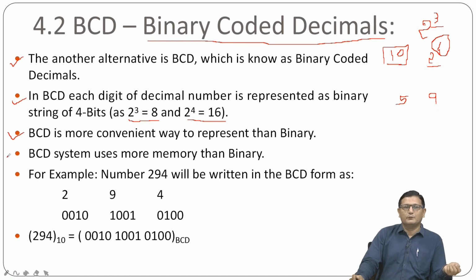BCD uses more memory. Obviously it will use more memory, right? How? We are just coming to this point. For example, a decimal number is given to you, that is 294, and you just need to convert it into binary. If you want to compute binary, you write that number like this, 294, and then you divide that number by 2 every time, until the number becomes 0, because we want to compute a binary. So this is binary, right?